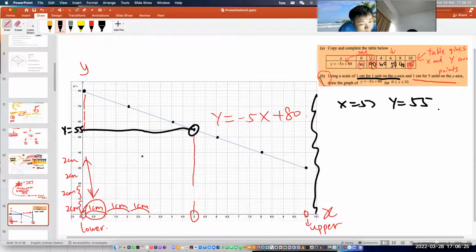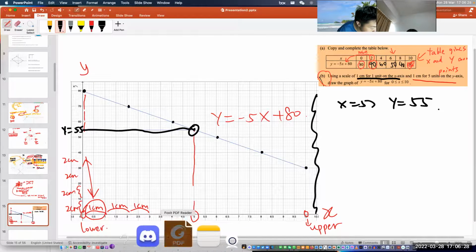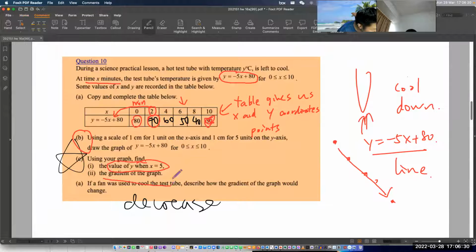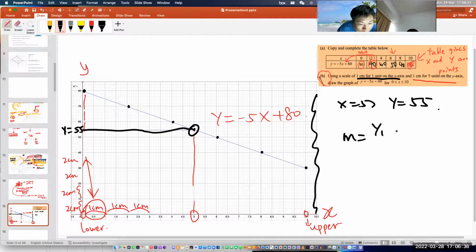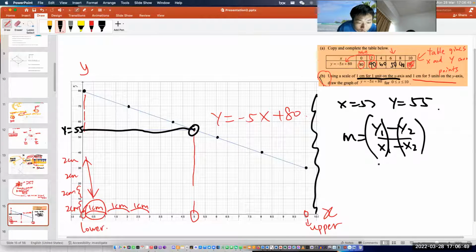Okay. Next, the gradient of the graph. So how do you get the gradient of the graph? Very simple. Gradient is equal to y1 minus y2 over x1 minus x2. According to your school, you use rise over run, but I prefer the formula. So I use the first set of x and y minus the second set of x and y. So I just use this.